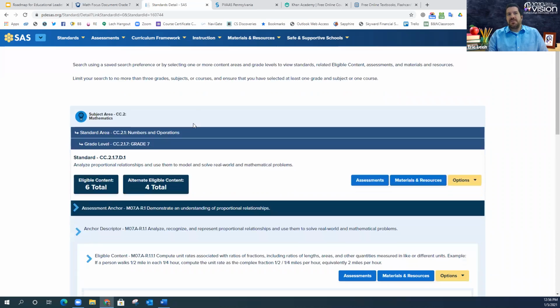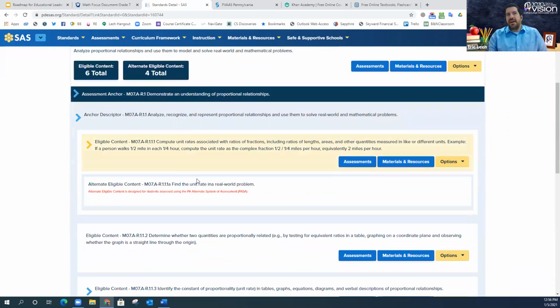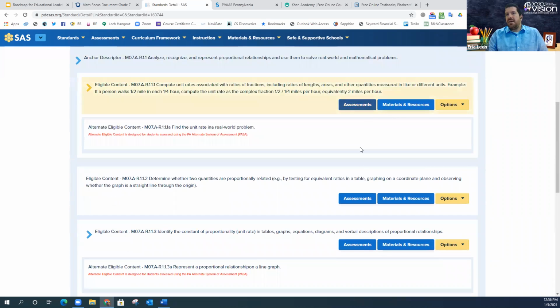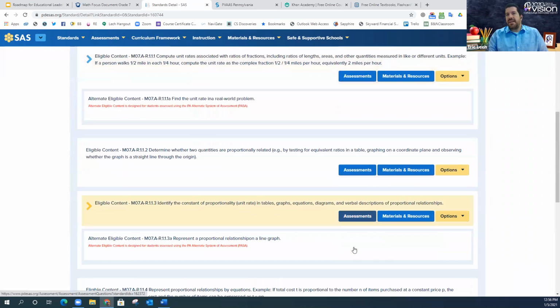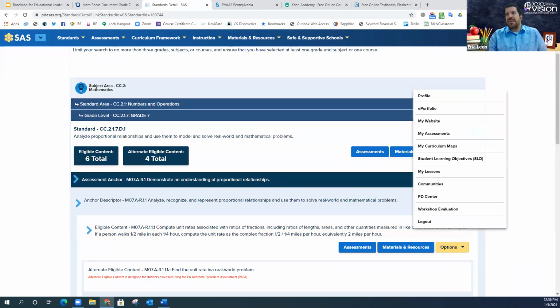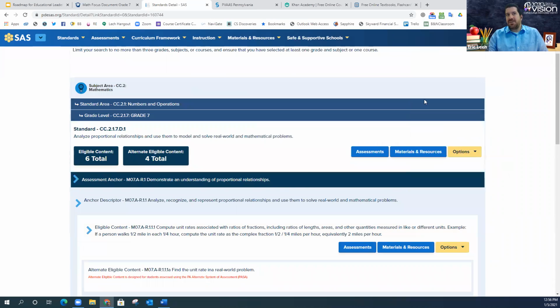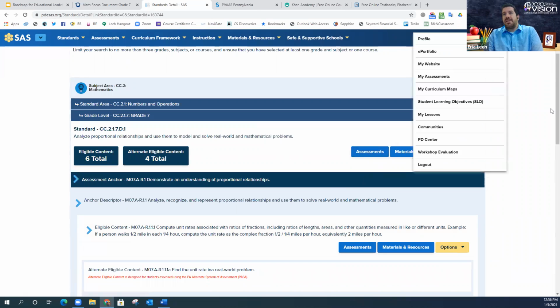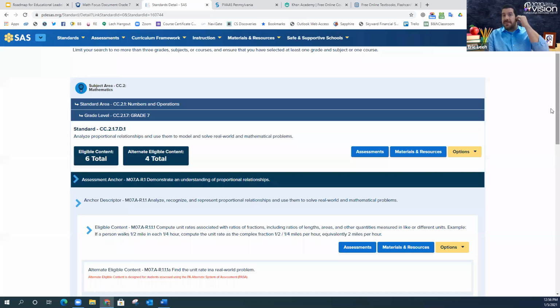You'll see that it takes me to the full standard as well as breaking down the assessment anchors. And I can go through anchor by anchor to find assessment questions. Again, it is required that you're signed into SAS in order to be able to access the assessment builder. That's an important concept here. Or I can just start from the standard level itself and click on the word assessments. And provided I'm logged in, it's going to take me to a series of assessment questions that are aligned specifically to this standard.